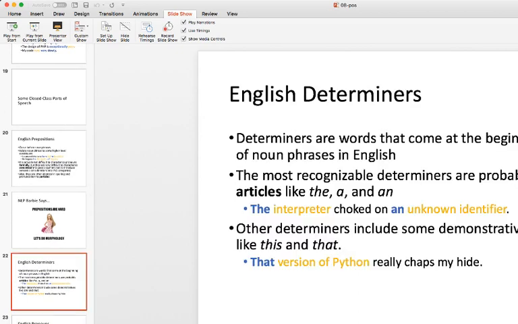That version of Python really chaps my hide. Which version is that? Python 2. Be more specific. 2.7. 2.6. Because it's missing all of the things you expect, like the good things that were backported to 2.7 are not there. And if you're stuck on a machine with 2.6, it's hell.